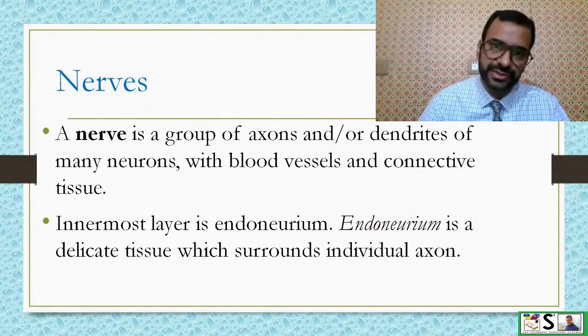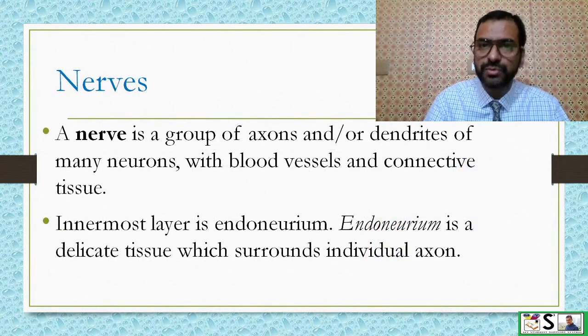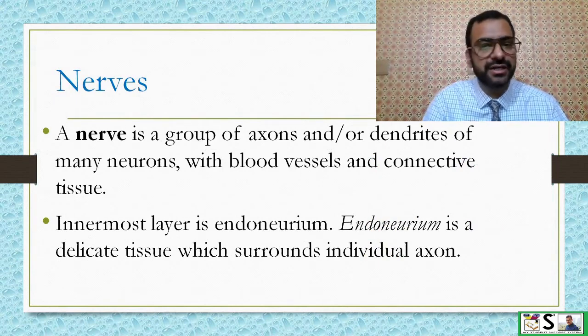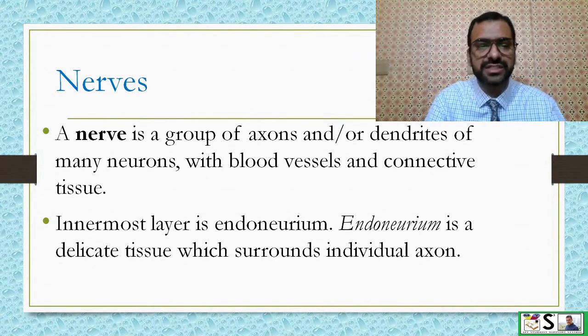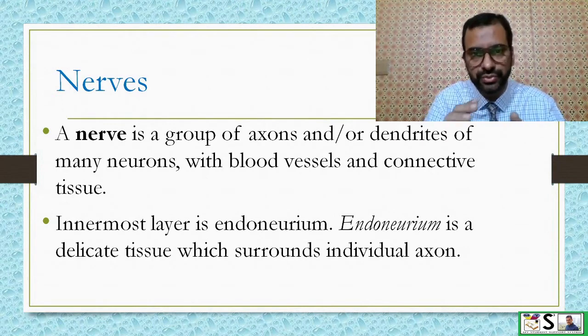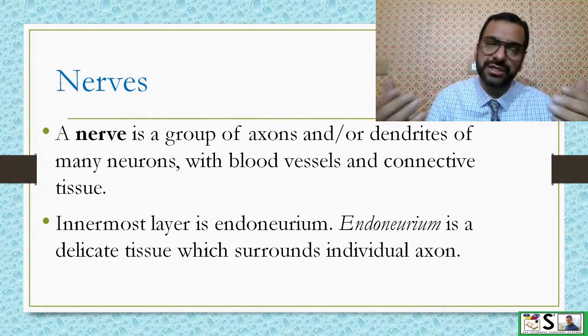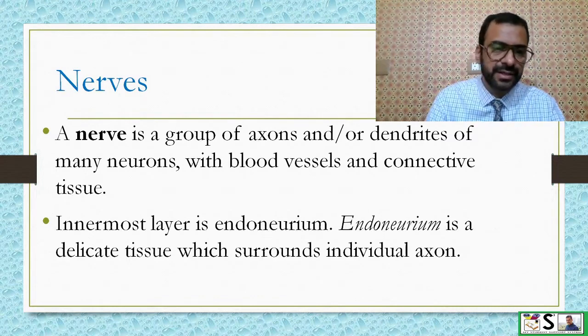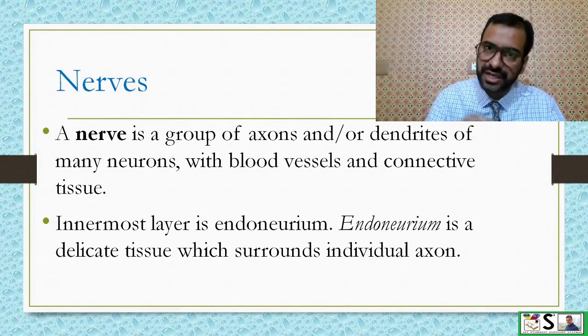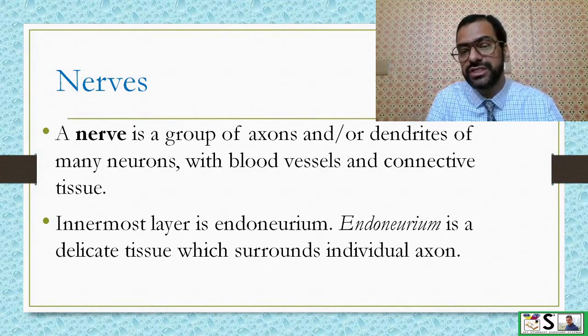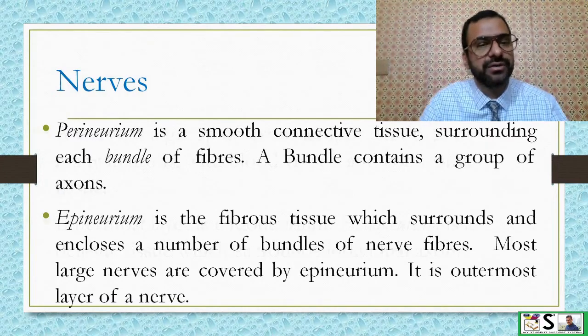Now we come to nerves. A nerve is a group of axons and dendrites. Many neurons with blood vessels and connective tissue come together and form a nerve. The innermost layer in the nerve is endoneurium. Endoneurium is a delicate structure which surrounds each axon in a nerve.